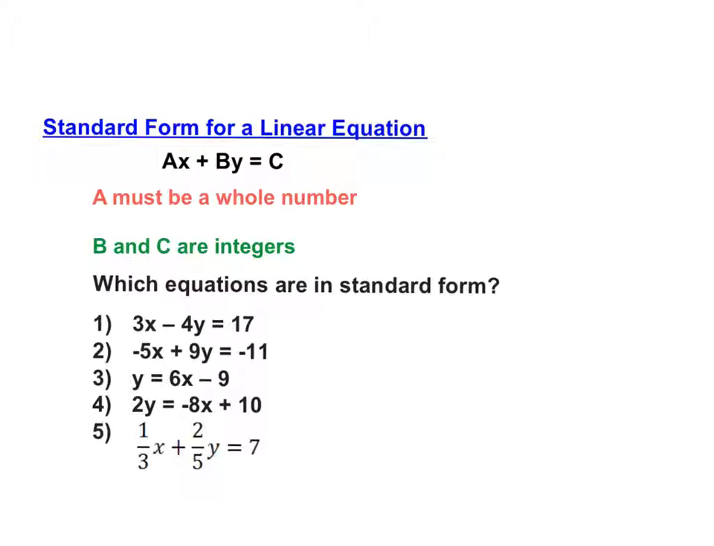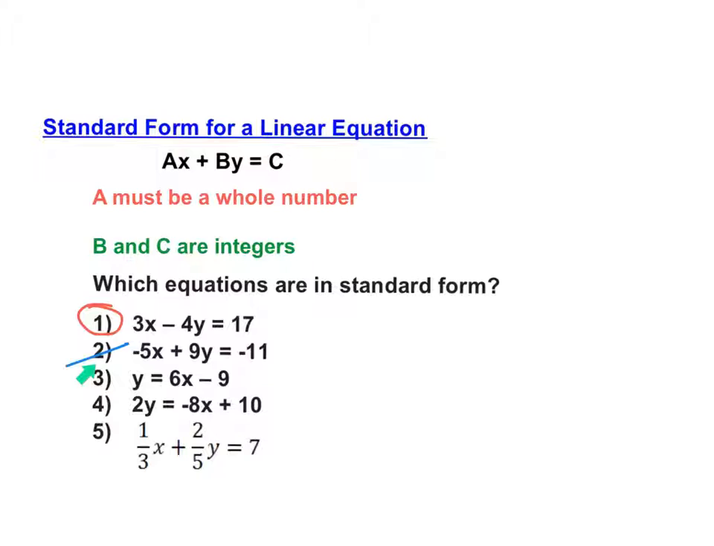So, let's just go down the list, okay? Number 1, is it in standard form? Okay, it is. That is correct. How about number 2? No. Why not? Because this can't be negative, right? Yeah. This is okay to be negative. Yes. This cannot be negative. So therefore, this is not standard form.